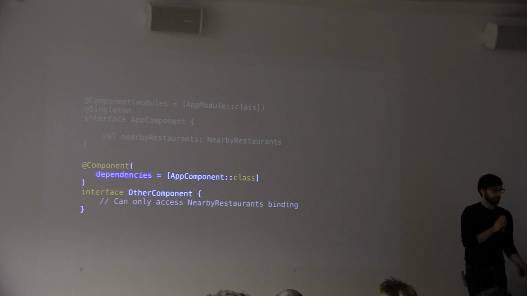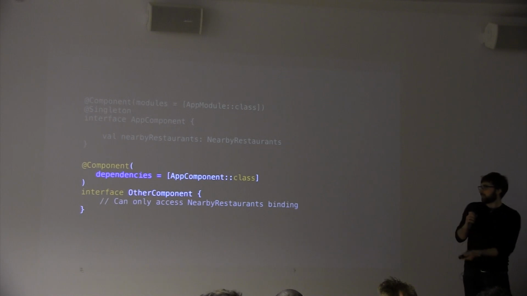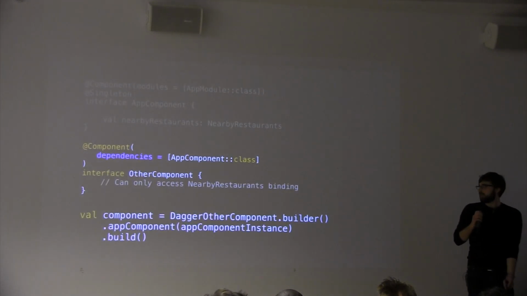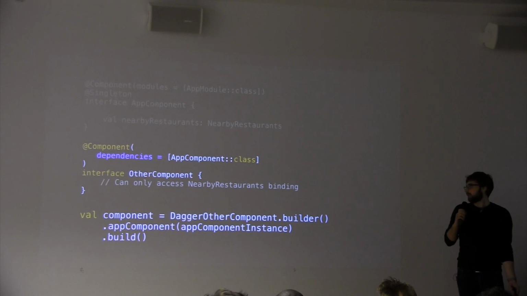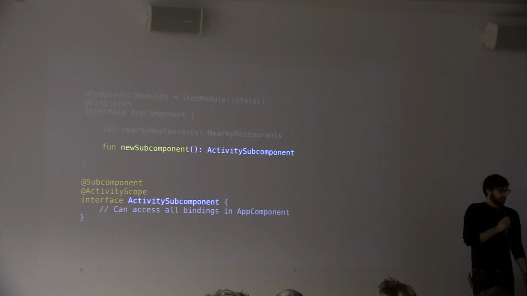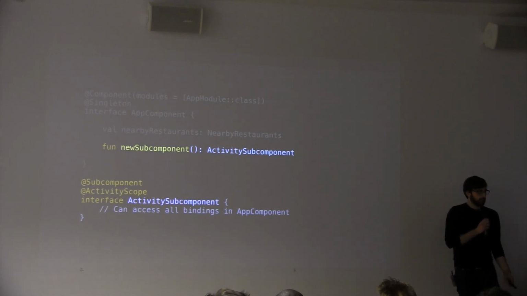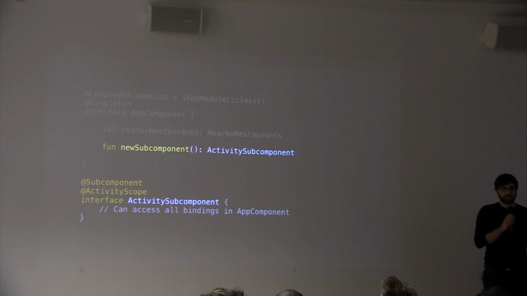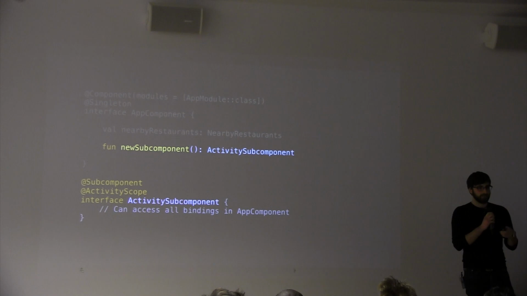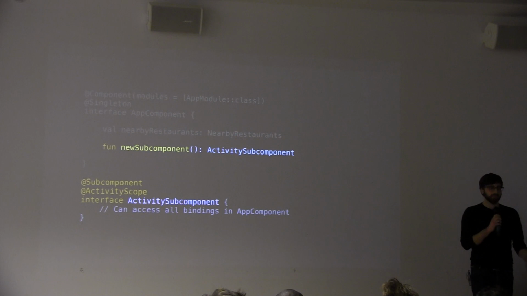But you can also have component dependencies. And when you make one of these, this component can depend on any binding in that first component's interface. And so when you made this other component, you had to pass an instance of the first component. That's not the only way. Components can have subcomponents, and with subcomponents, they have access to any binding within the parent component. It doesn't have to be exposed in the interface.